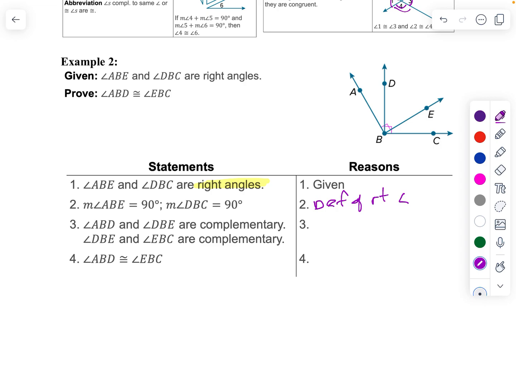Now, why do I know that? Why do I know ABD and DBE are complementary? Well, I know if I add these two angles up, they equal 90, and I know two angles that add to 90 make a right angle. So I'm going to say definition of complementary, because I know they add to 90 degrees.